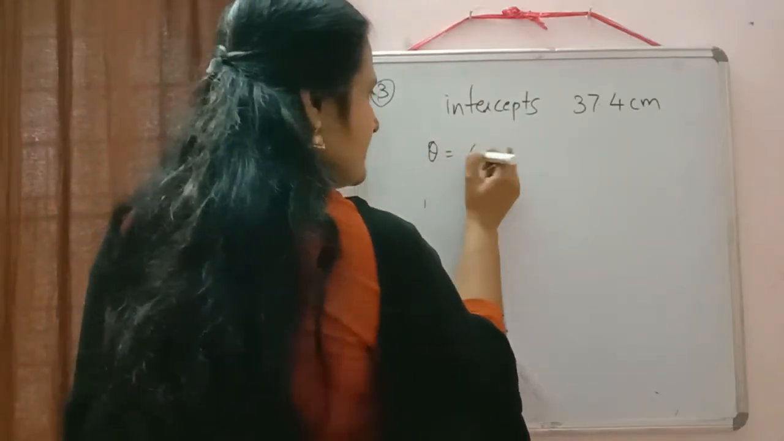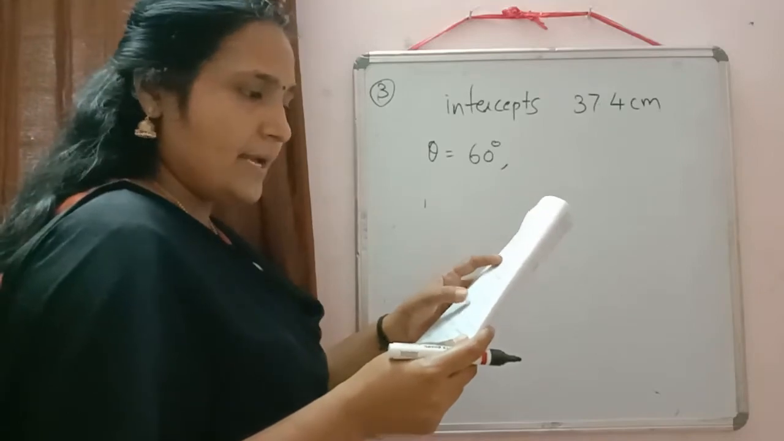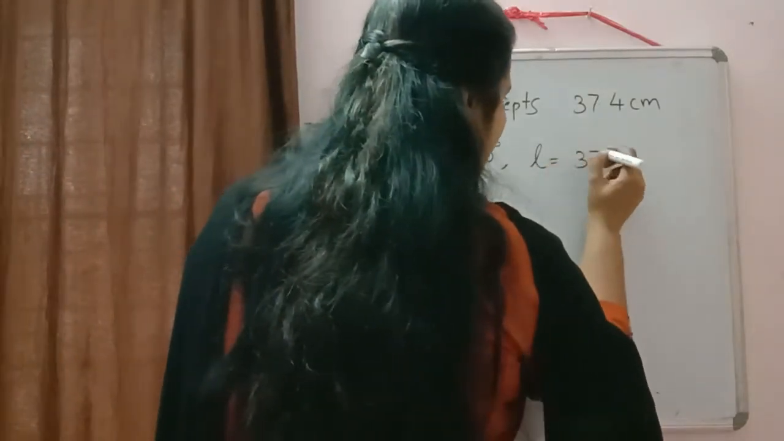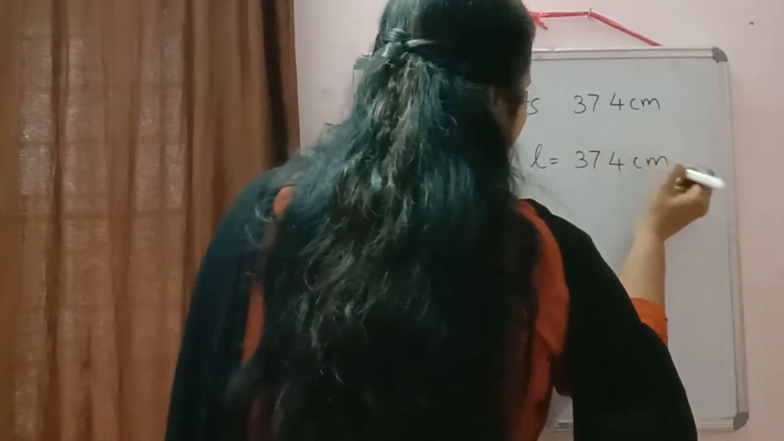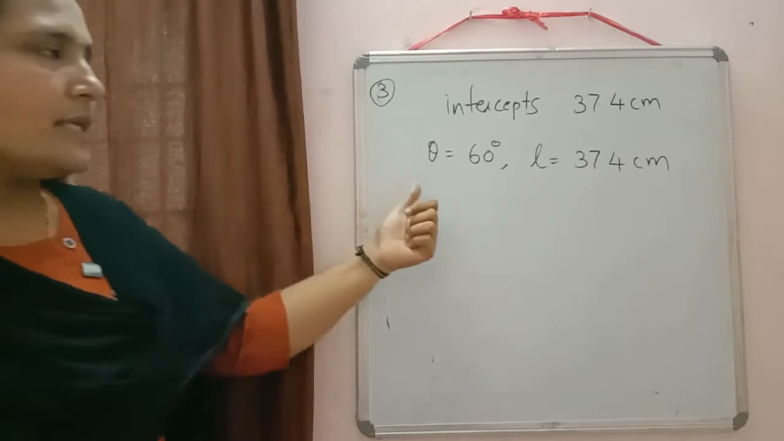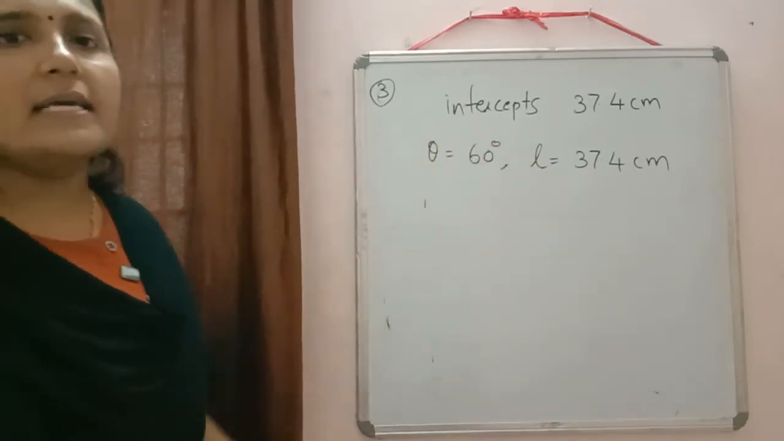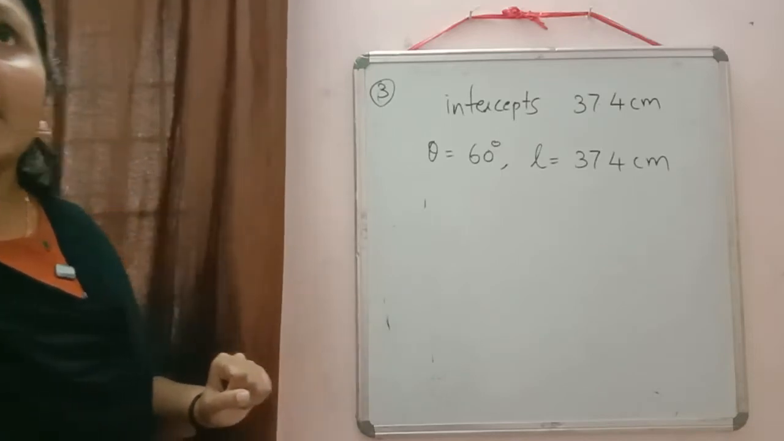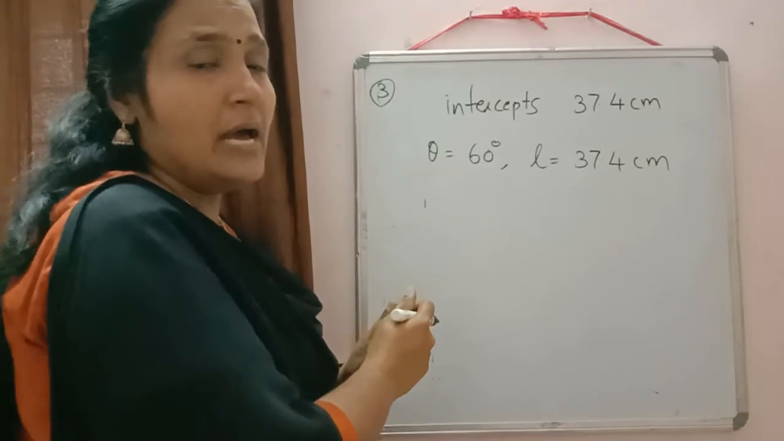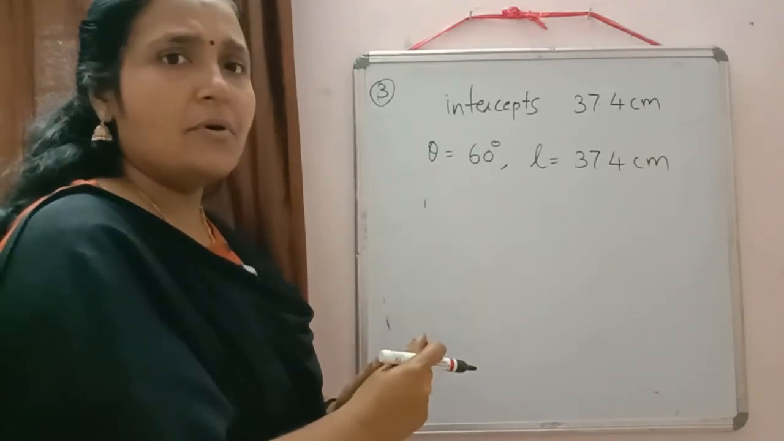Once again I am repeating: find the radius of a circle in which a central angle of 60 degree intercepts an arc of length 37.4 centimeter. So theta is equal to 60 degree is given, the length of the arc is given, and the radius we have to calculate. The relation we have is theta is equal to L by R, but to use that relation, theta should be in radian. So first we will convert theta into radian.